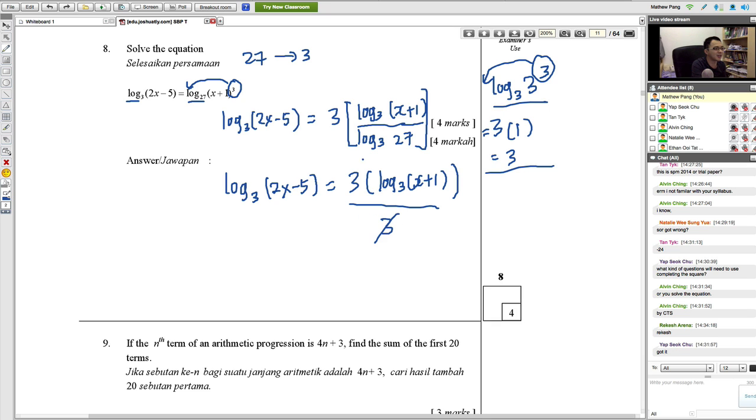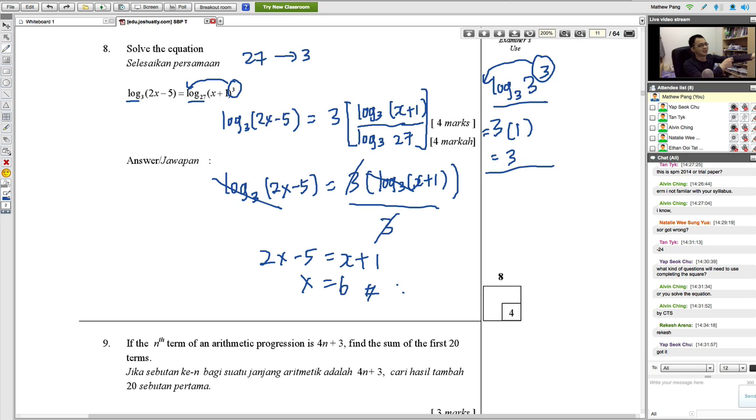And then the 3 and 3 I can simplify, and log 3 and log 3 I can simplify. So I have 2x minus 5 equals x plus 1. Then 2x minus x is 1x, equals 6. Then I'm done. This kind of question is quite simple if you do the correct first step.